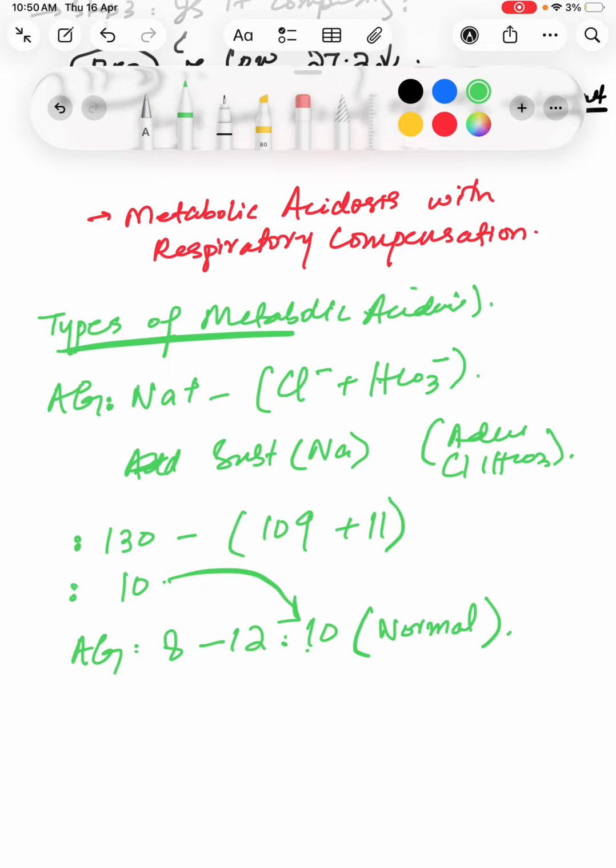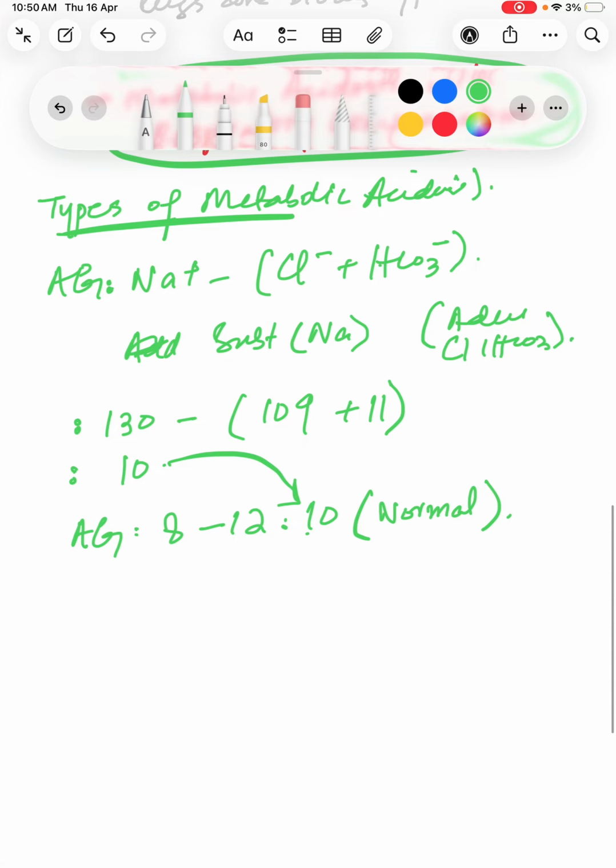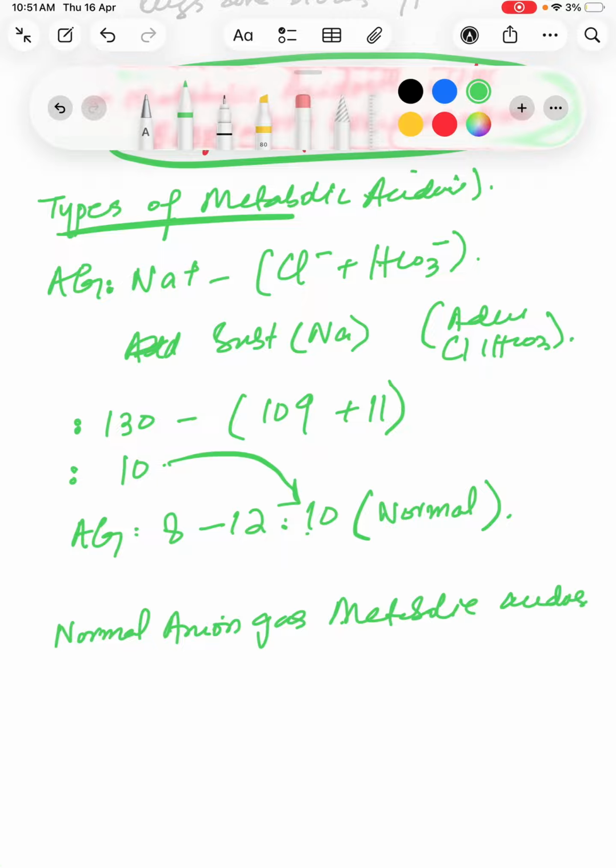Now we can label this as normal anion gap metabolic acidosis with respiratory compensation.